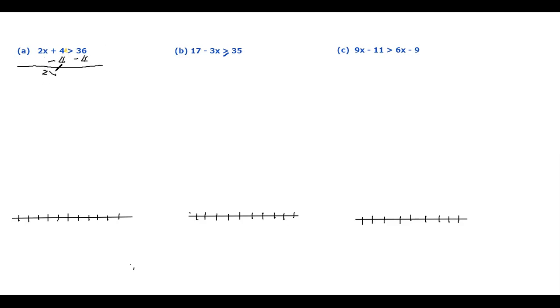So this is 2x. The inequality sign does not change, because if you add or subtract any number, the inequality sign will not change. So 36 minus 4 gives you what? It's 32 here, right? Now you divide by 2, you divide by 2 here. Just like you solve the equations, you do the same way, then instead of the equation, you change it to inequalities, right? Okay, so now x is greater than 16, right? So that is our solution.